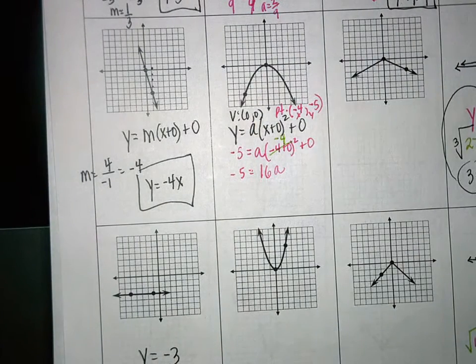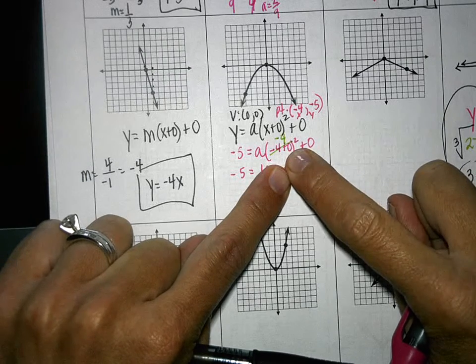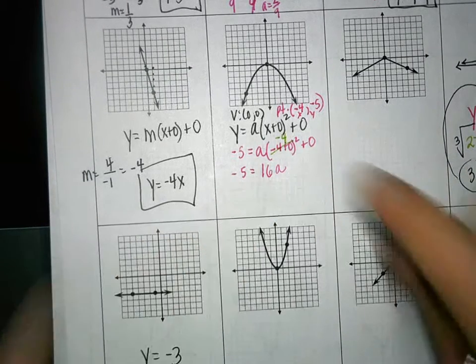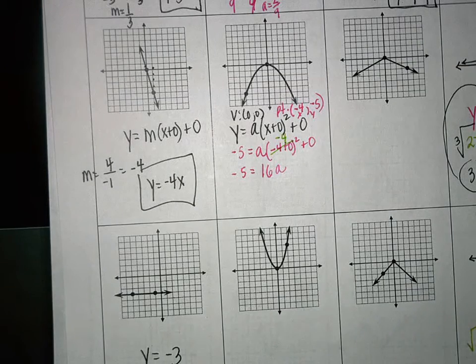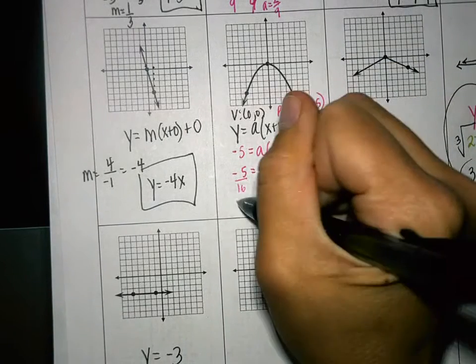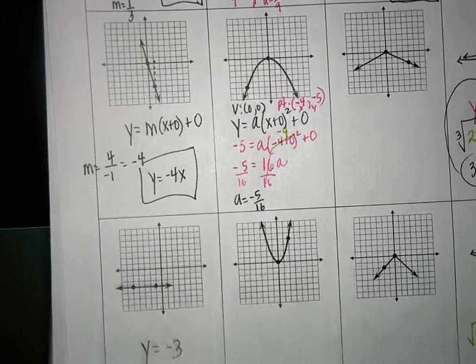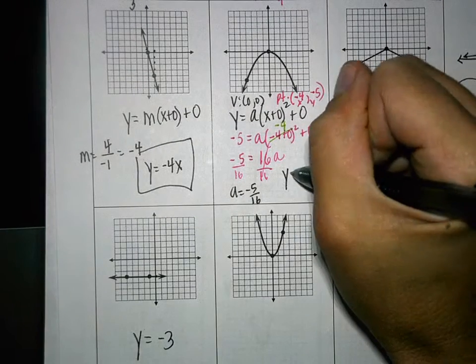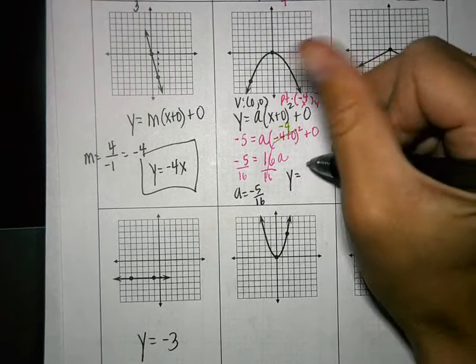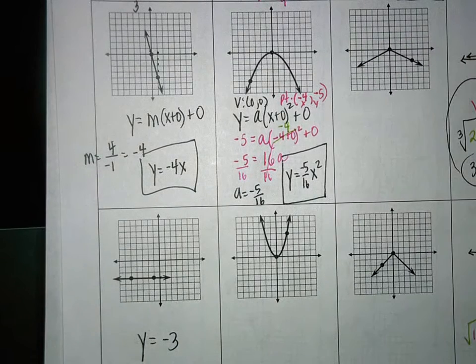Are we okay with that? So -4 plus 0 is -4, and -4 squared made 16. I just kind of did that in my head there, if that's okay. Are we good now? Now what? Divide by 16 to both sides. So my a value is -5 over 16. How do I write my equation? Y equals -5 over 16 x squared. Good. That negative, it doesn't matter if it's with the top or the bottom. If you have a negative, it's just with that number. Okay?